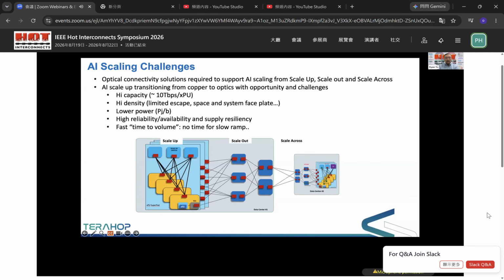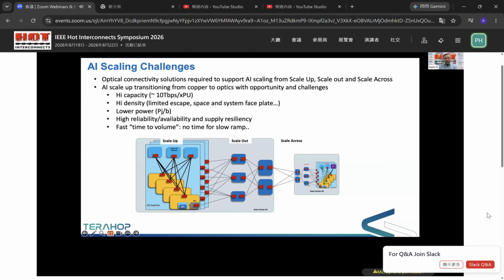One of the best opportunities ahead of us is this AI scale up transition from copper to optics. And this came with lots of opportunities and also challenges. First of all, you are seeing 10x more capacity required if you need to address the XPU connectivity for scale up. And then high density is important once you start to get into these very high bandwidth requirements. And low power, you heard Drew talking about that, very critical to drive the picojoule per bit lower. And then high reliability, availability.